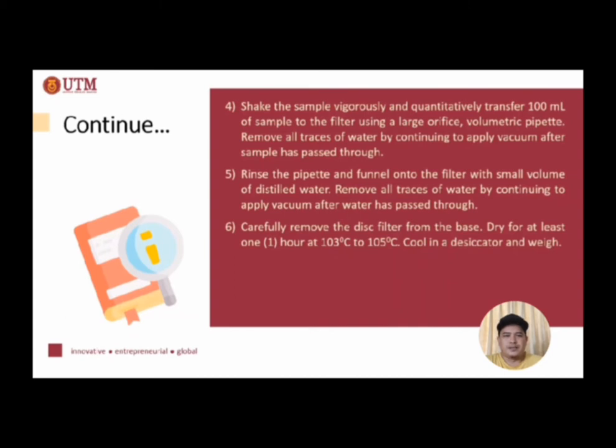Fifth step, rinse the pipette and funnel onto the filter with a small volume of distilled water. Remove all traces of water by continuing to apply vacuum after the water has passed through. And the last step, carefully remove this filter from the base. Dry for at least 1 hour at 103 to 105 degrees Celsius. Cool in a desiccator and wait.